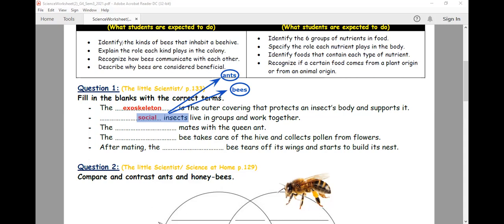I will unmute all of you. Which type of ant mates with the queen ant? The drone mates with the queen. The drone. Good job. Which type of bees takes care of the hive? Workers. After mating, which bee tears off its wings and starts to build its nest? The queen ant loses its wings to build its nest.